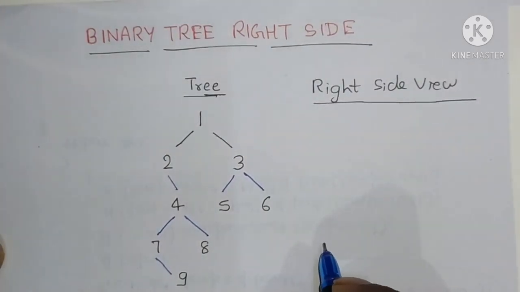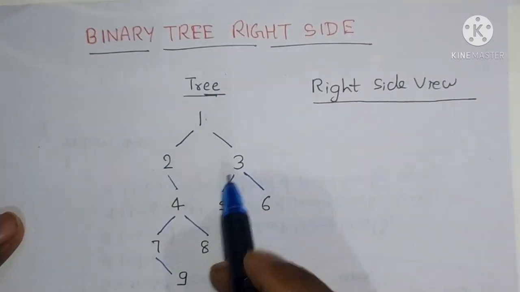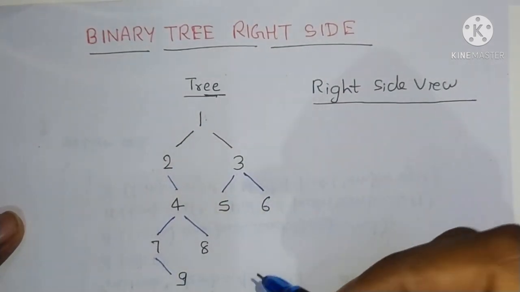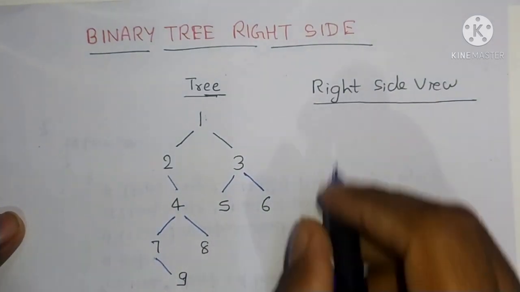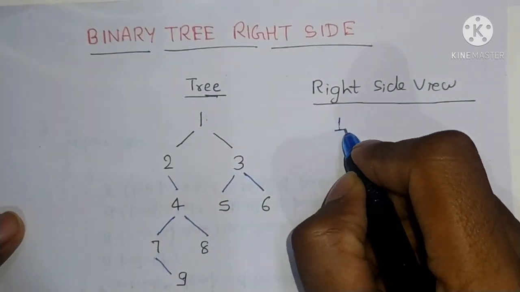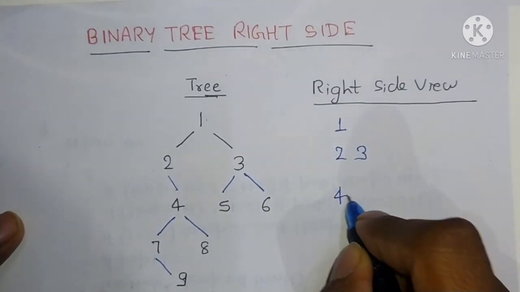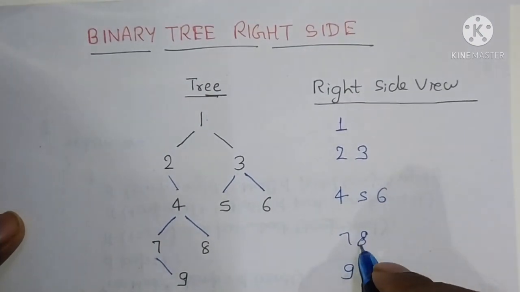Suppose the given tree is 1, 2, 3, 4, 5, 6, 7, 8 and 9. This is the given tree and we have to find its right side view. So what we will do is first see this layer, then this layer, then 4, 5, 6, then 7, 8 and 9. So what will be the answer?